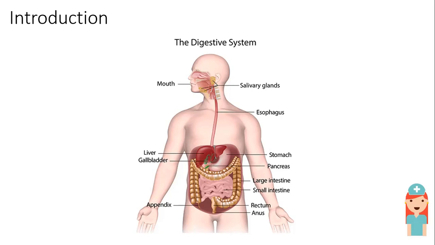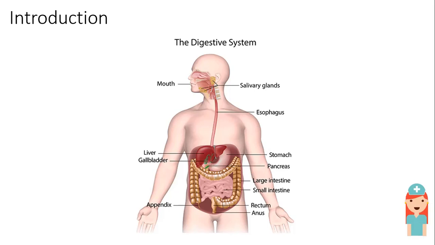Our GI system does more than just digest our food. Our body needs nutrients from food and water for us to stay healthy and survive. Our GI system breaks down food into very small pieces that can be absorbed by the body and used as a sort of fuel that helps in the functioning of the body.